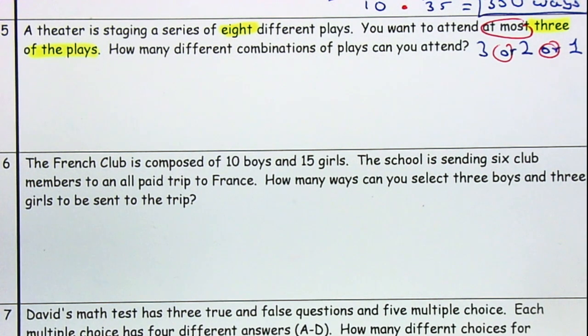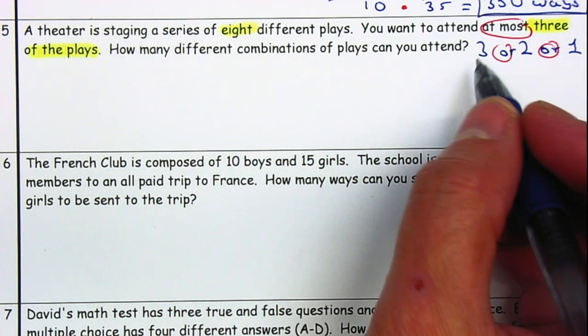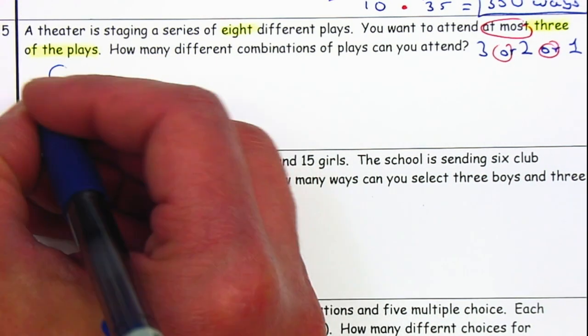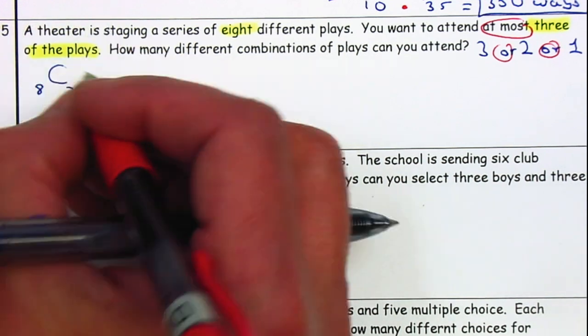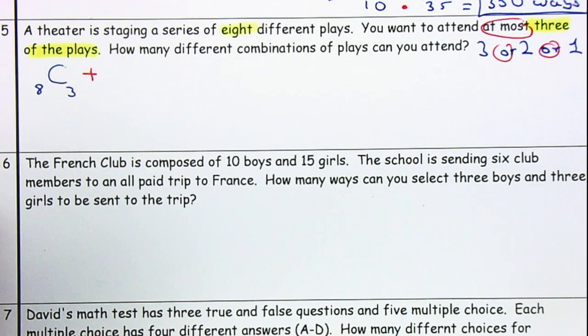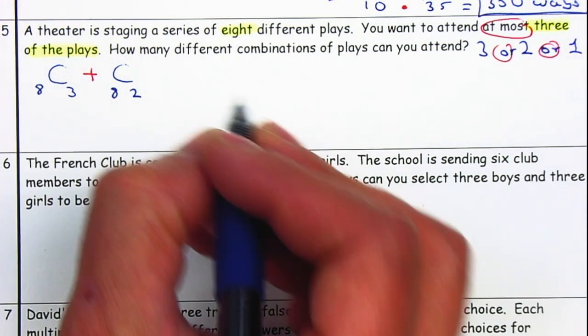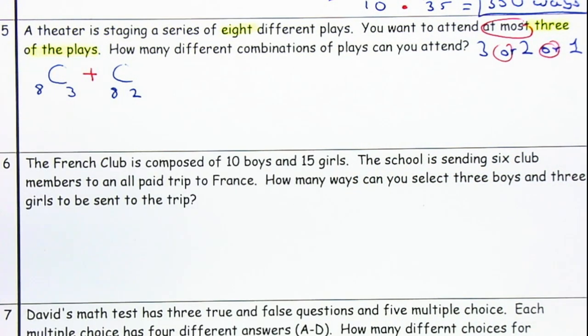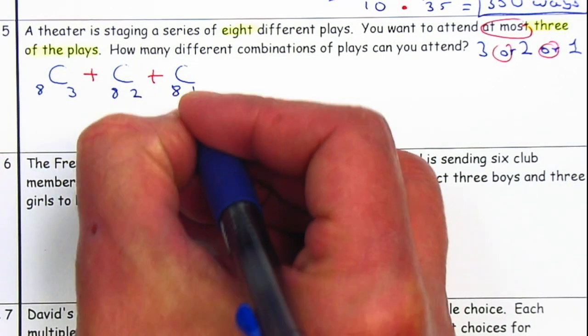Got it? Great. So let's say, okay, how many different ways can I select 3 of those plays? How many plays are available? 8. How many do we want to select? 3. Plus, how many different ways can I select 2 of them? 8 choose 2. Plus, how many different ways can we select 1 of them? 8 choose 1.